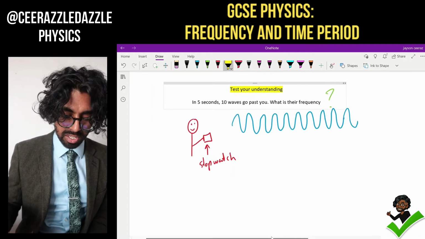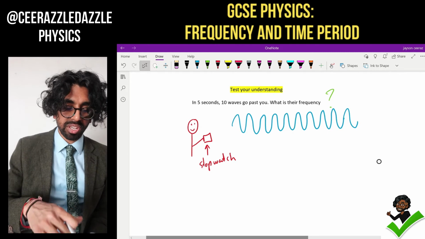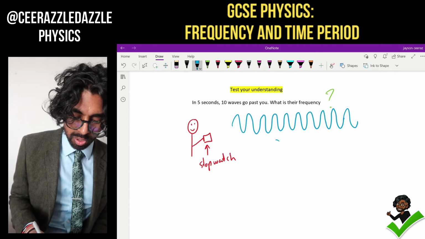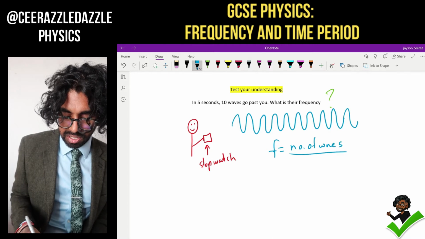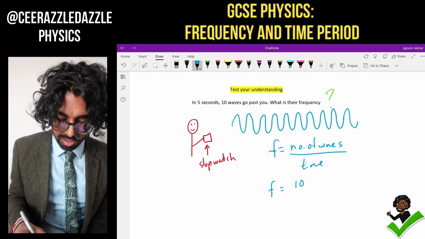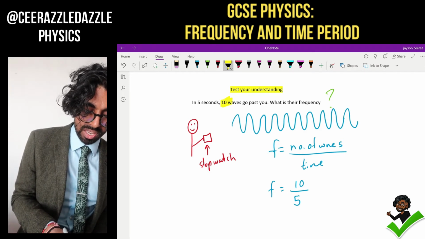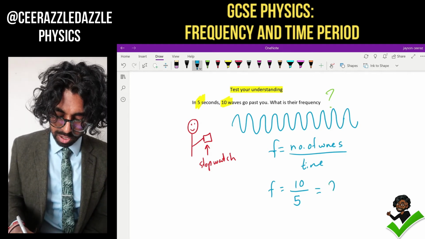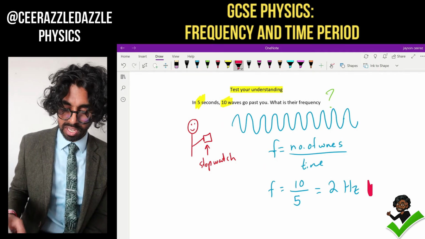Right, so test your understanding again. Let's say you're at the seaside, 10 waves go past you in 5 seconds. What is their frequency? You have a stopwatch, you're doing the timing. So frequency is the number of waves divided by the time. You've got 10 waves divided by the time, which is 5. You don't have to convert time because it's already in seconds. So 10 divided by 5, it's going to be 2 hertz. Easy stuff. Give yourself a tick to feel good.